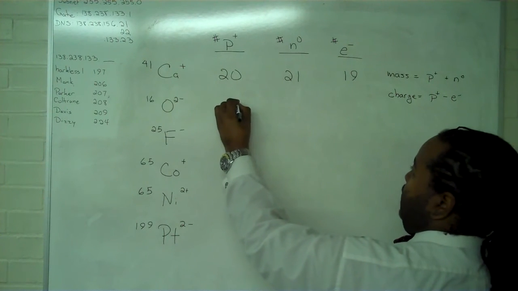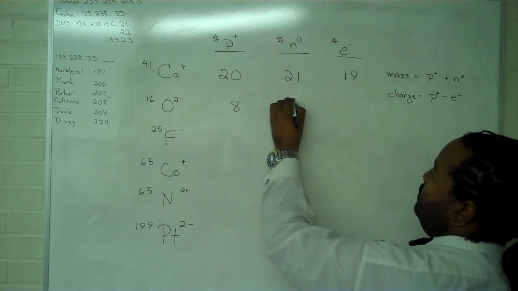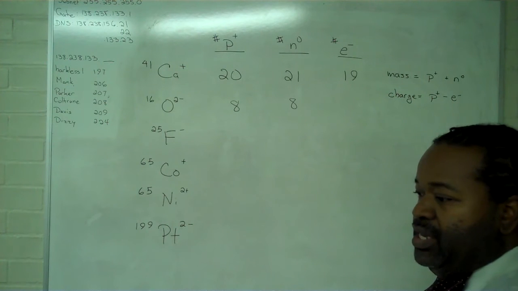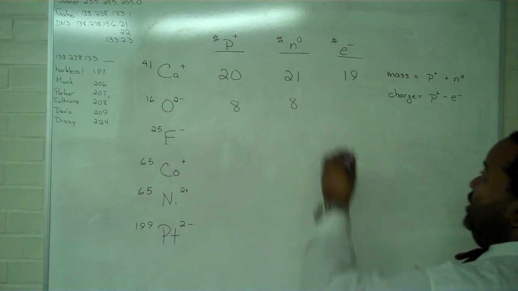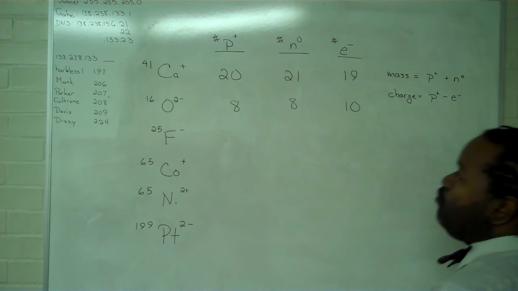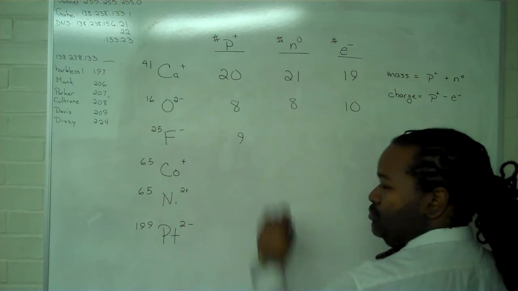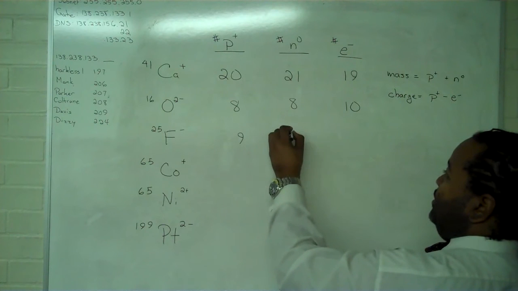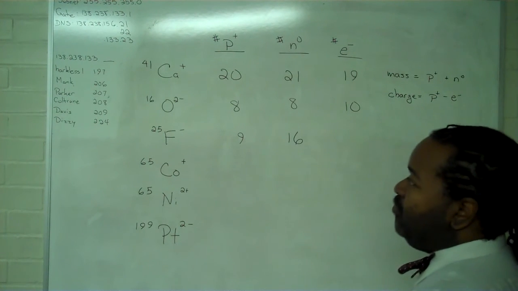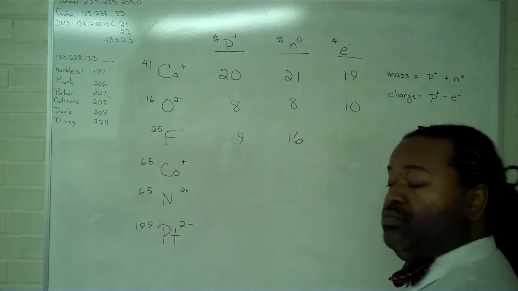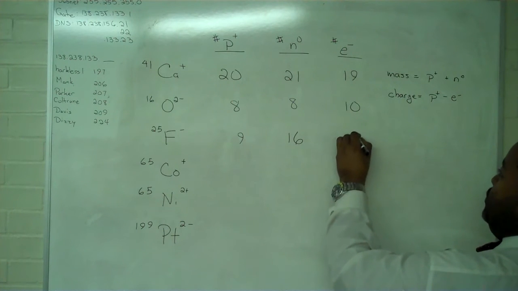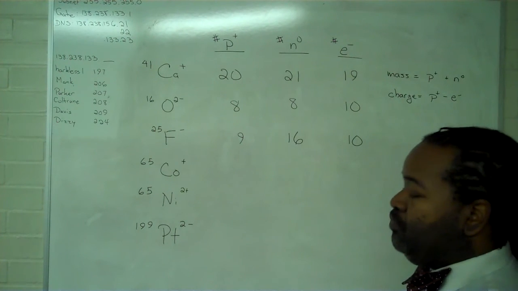Oxygen has atomic number 8. 8 plus 8 gives us 16. And 8 minus 10 will give us -2. Fluorine has atomic number 9. 9 plus 16 gives us 25. And in order to have a -1 charge, I need one more electron, so that's 10.